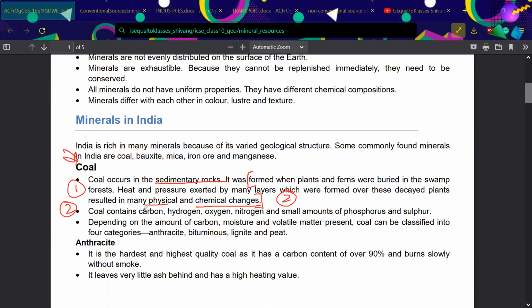Let's move on to the second question. Coal contains carbon, hydrogen, oxygen, nitrogen, and small amounts of phosphorus and sulfur. And the third point, these are characteristics of coal. Depending on the amount of carbon, moisture, and volatile matter present, coal can be classified into 4 types. The categories are anthracite, bituminous, lignite, and peat. So these are the 4 categories of coal. Let's move on to each one of them.